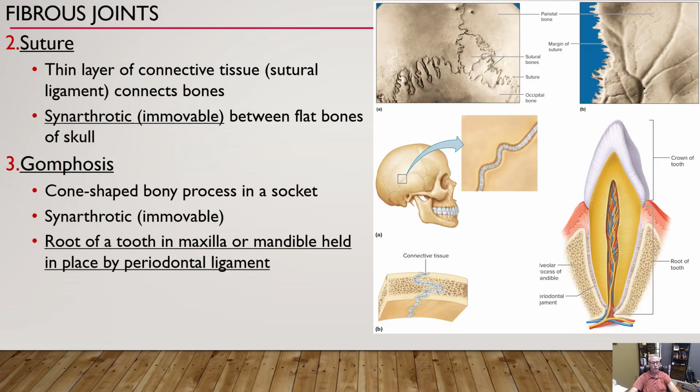So suture joints are another type of fibrous joint. They're bound by connective tissue, and they are going to be immovable joints. They are synarthrotic joints. So we see these in the skull as the skull grows, as the cranium grows. Eventually, these sutures will be closed. They're going to kind of harden, and those sutures are going to kind of become immovable.